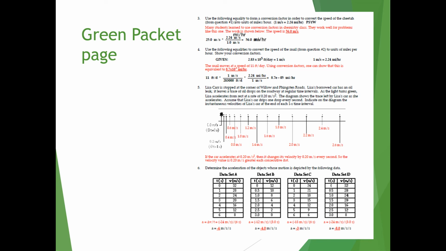And then the last data set, the velocity at 1 second is 24. So 24 minus 32 would be minus 8. And that would be divided by 1 second. So you end up with negative 8 meters per second squared. They also could do it over the whole time interval.